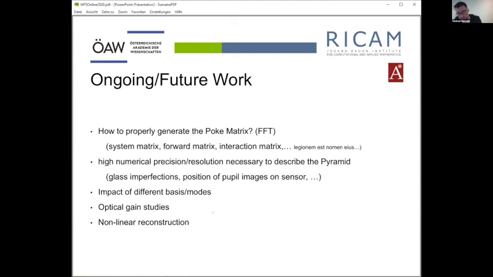Of course, future work is the impact of different bases, modes to be used in the reconstruction, as already mentioned. This is ongoing now with Carlos on the team. I think there will be more pushing forward in that direction. Optical gain studies, of course, and still somewhat not directly on the must-do list, but a nonlinear reconstructor. So once I have a nonlinear reconstructor for the pyramid, I don't care about the optical gain at all. The nonlinear reconstructor knows what to do, right?